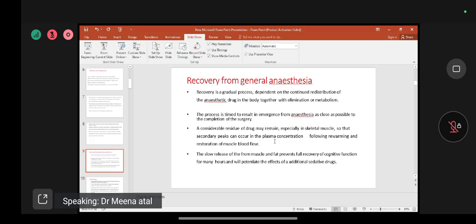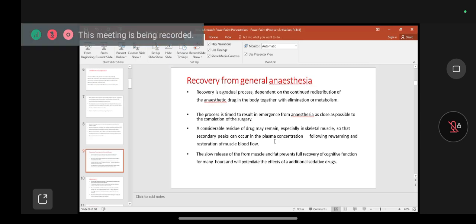Recovery, second point, is the recovery from the general anesthesia. Recovery is a gradual process dependent on the continued redistribution of the anesthetic drug in the body together with elimination or metabolism. The process is timed to result in emergence from anesthesia as close as possible to the completion of the surgery.